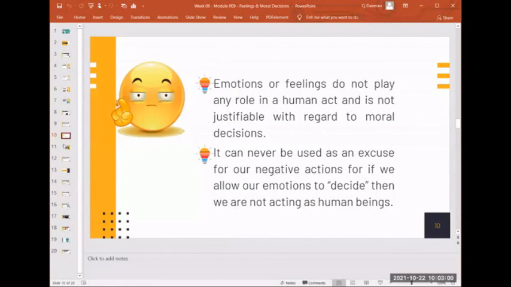We cannot say, "I did it because I was emotional. I'm sorry." That is not allowed. You cannot make emotional states an excuse for doing something, because if you are controlled by your emotions, it means that you are not acting as a human. Therefore, it is a must for us to control our emotions.